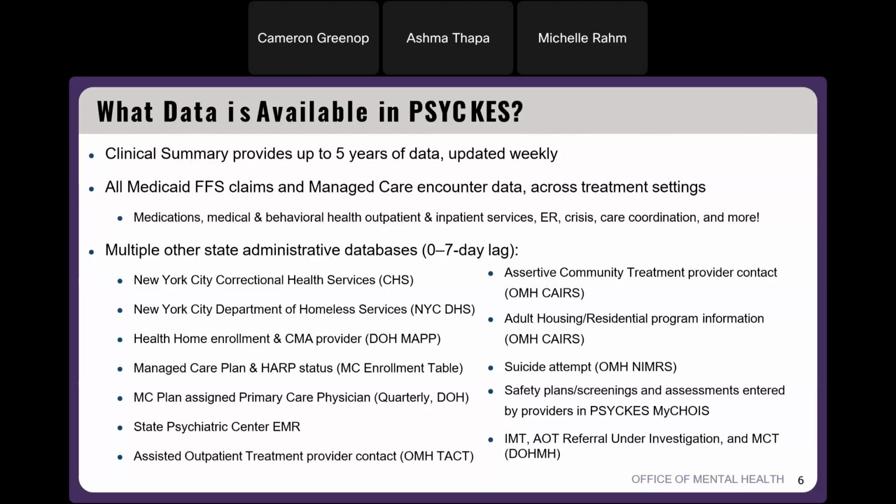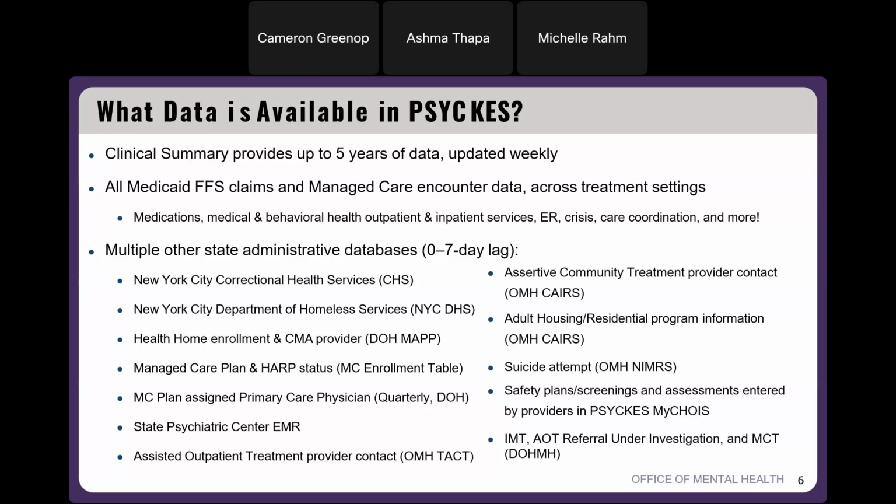So if somebody spent some time in a state psychiatric center, we have state PC EMR data feeding into PSYCKES. We have AOT Act information, residential and adult housing program information coming from CARES, and then suicide attempt information. We have that coming from NIMRS, and that is all available data. So even if a suicide attempt occurred 15 or 20 years ago, that would still show in our application.